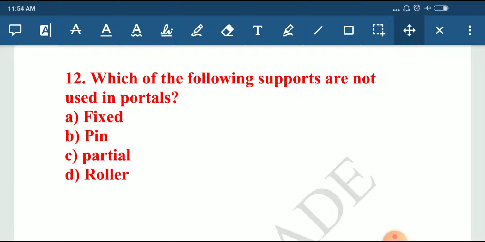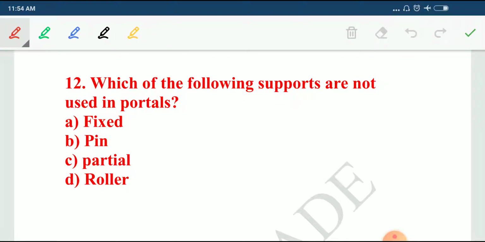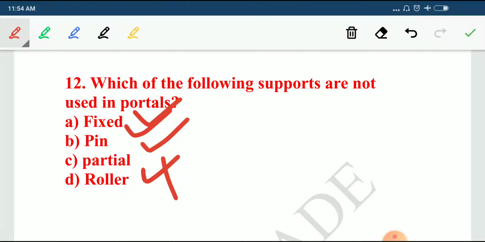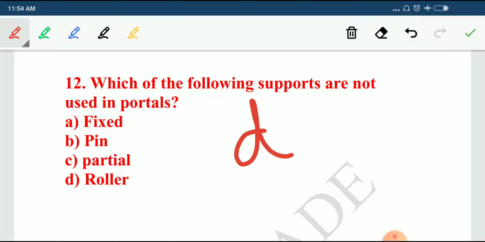Which of the supports are we not using in portals? Fixed, yes, we are using. Pin is also used. Partial support is also used. Roller: which one is not used? We are not using roller support. In case of portals we are not using roller. The correct answer for this question is D.